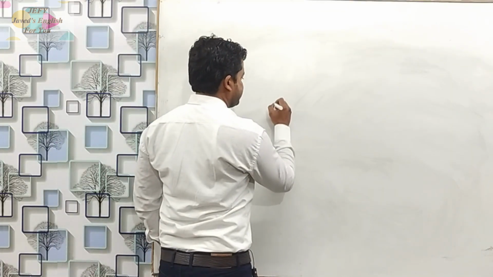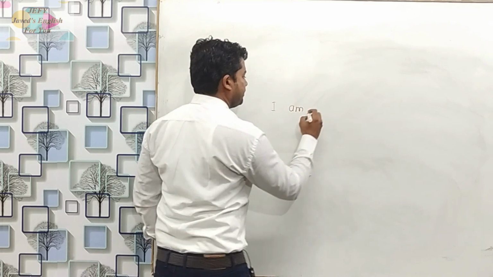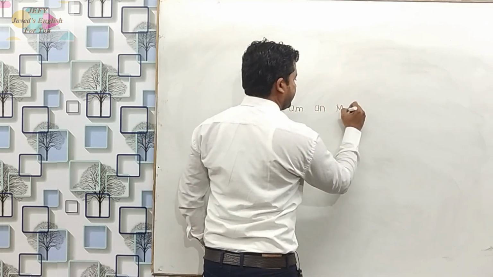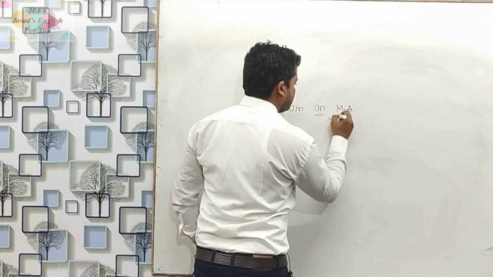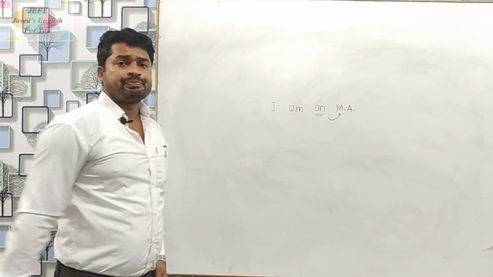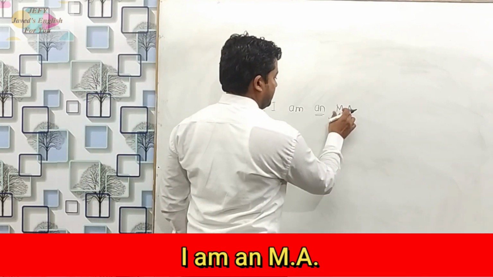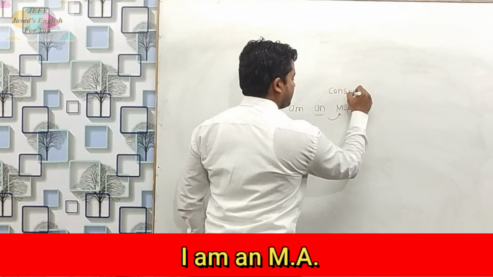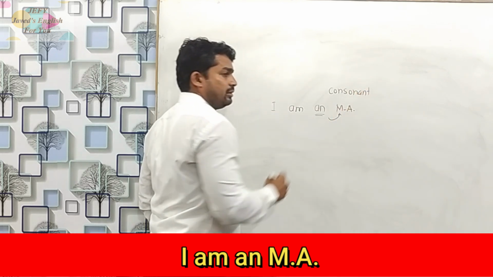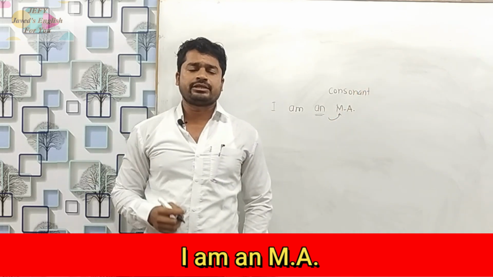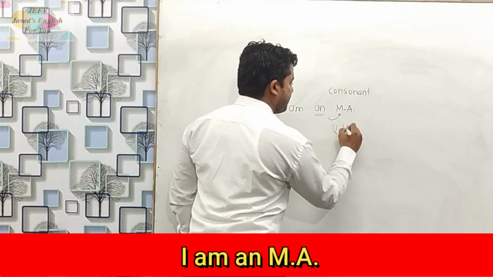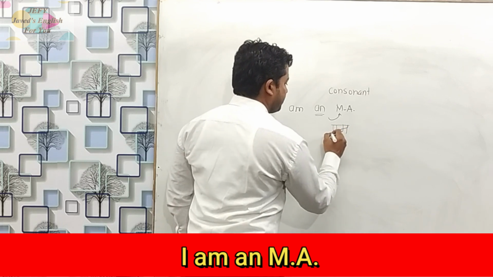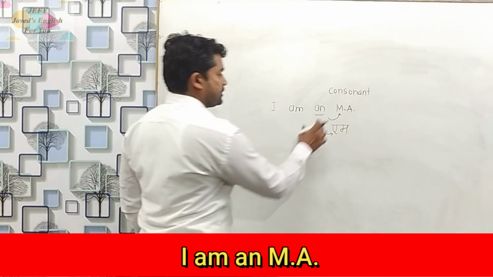Let's take another example here. We say I am an MA, an MA. Now look at this letter M. I know it's a consonant, but still focus on the pronunciation, focus on the sound. We do not say M, we say em, em. So because of this sound, we have to use an.